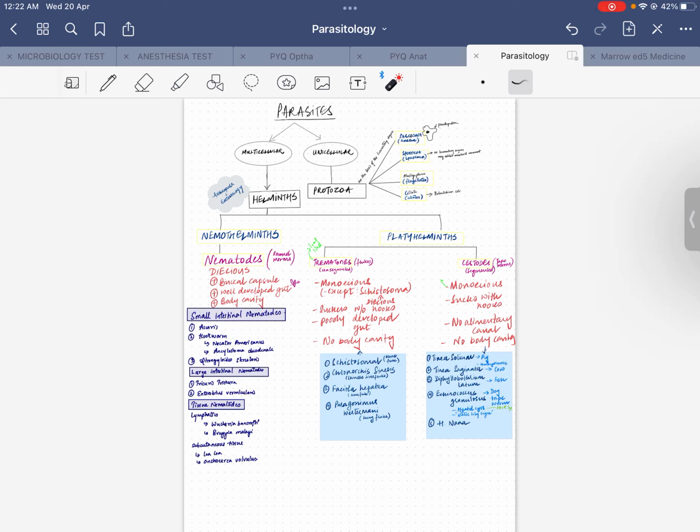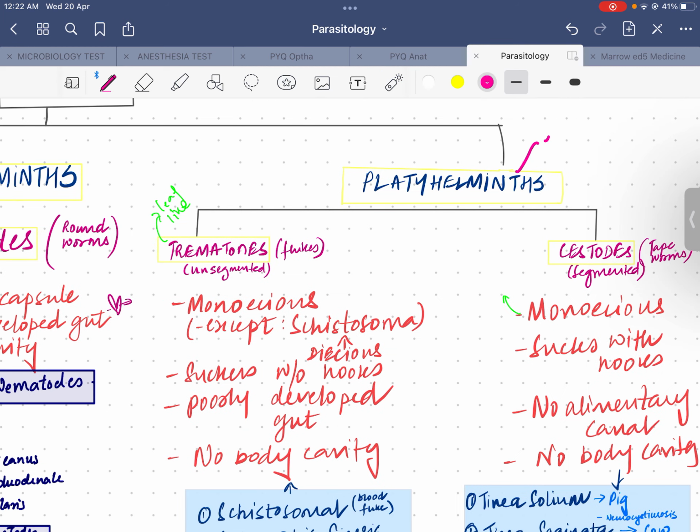Okay, so now we are done with the protozoans. Now let's start with the helminths. Helminths include nematyhelminths and the platyhelminths. Literal meaning, nematyhelminths are roundworms, platyhelminths are flatworms.